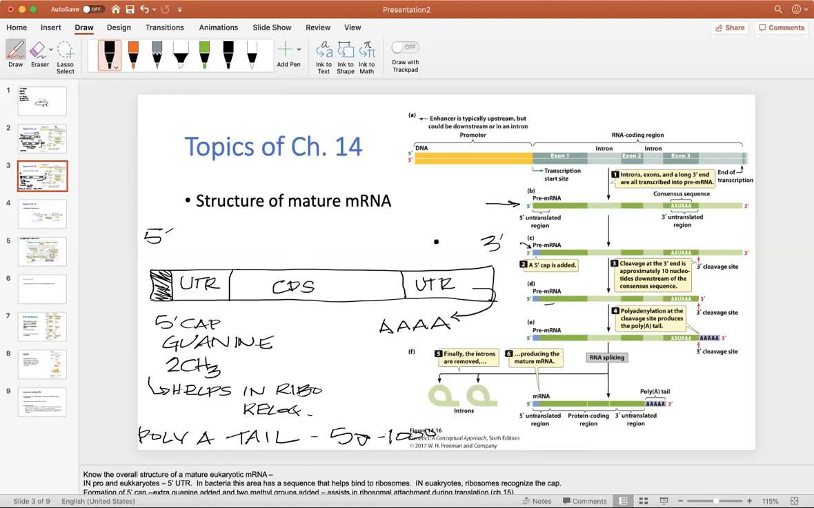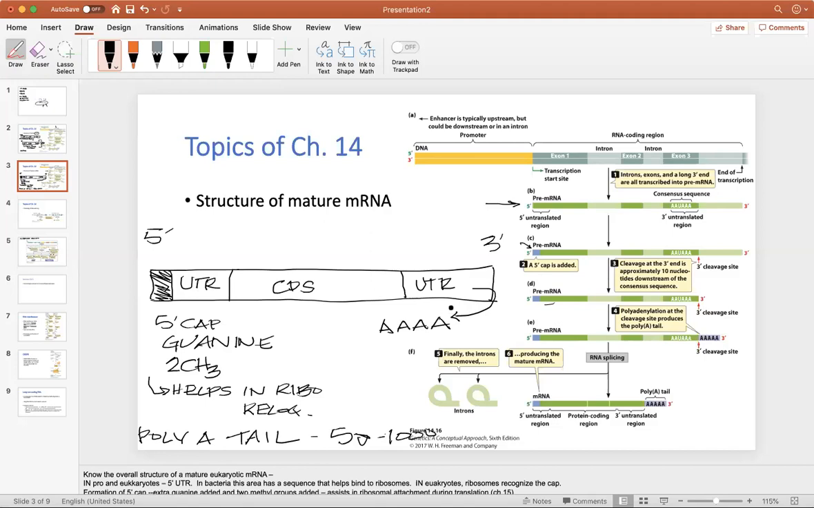So what does this poly A tail do? And so you can see they've added the poly A tail here. So we have our cap, 5' untranslated region. We still have the introns, but we've got our polyadenylated tail. Basically, this is another area that's going to help in translation.